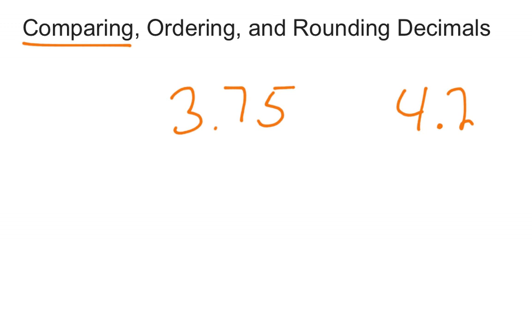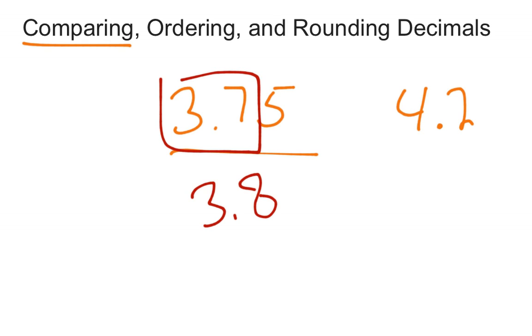And then finally, rounding decimals, which you guys have been doing for a while. If I take something like 3.75 and I want to round it to the nearest tenth, then that would become 3.8. So those are the three things that we're looking at today.